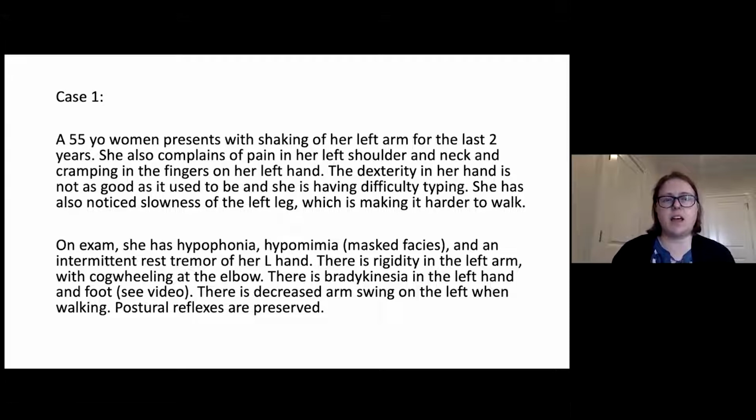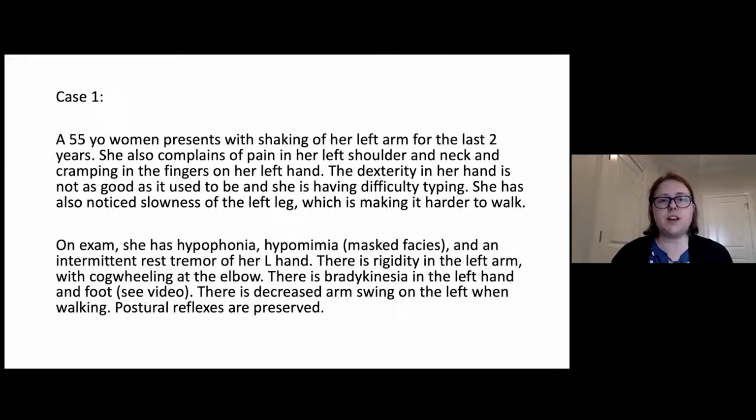So this brings us to our first case. I'm now going to talk about hypokinetic movement disorders. Case 1 is a 55-year-old woman who presents with shaking of her left arm for the last 2 years. She also complains of pain in her left shoulder and neck and cramping in the fingers on her left hand. The dexterity in her hand is not good. She's having difficulty typing, and she's noticed slowness of her left leg, making it harder to walk.